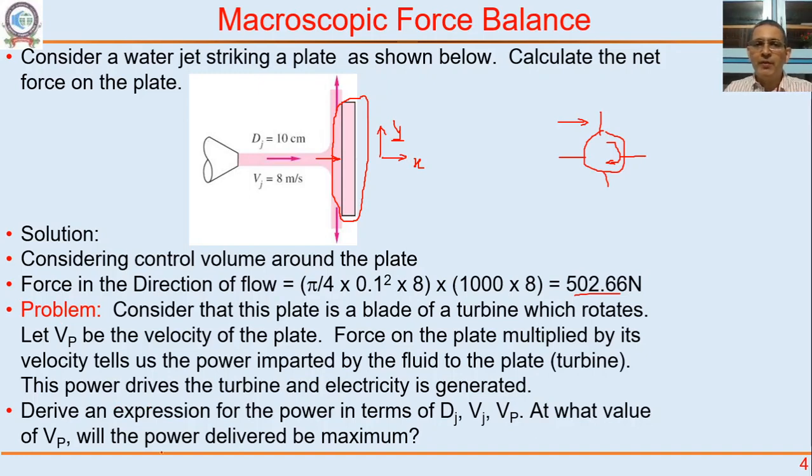Now if you think about this situation, jet is coming, jet is hitting this plate, and this plate also is rotating forward because the turbine is rotating. So at one instant, if we see, let's say jet velocity is Vj and the plate, let's say plate velocity is Vp.